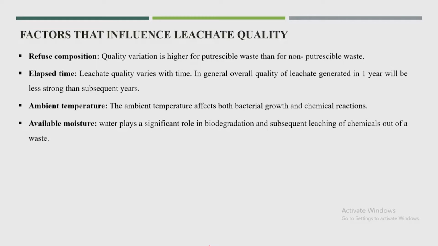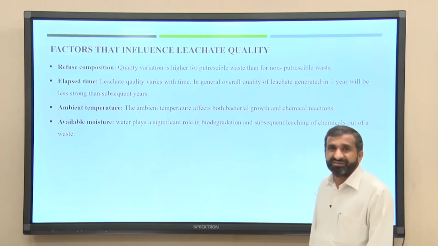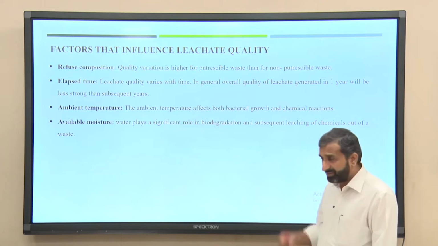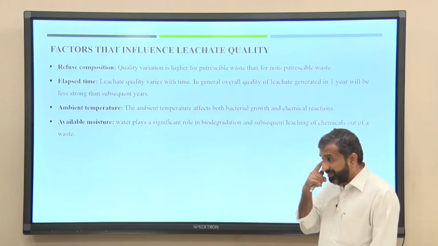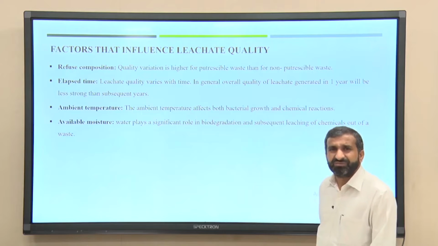Available moisture: water plays a significant role in the biodegradation and subsequent leaching of chemicals out of the waste. The available moisture also comes up because of biodegradable waste coming to the landfill area. So, more biodegradable waste, more moisture. More moisture means there will be more production of leachate. Suppose there is low moisture, like 15-20% moisture in the waste. Then first the leachate will get absorbed into the waste material itself, and it will not come out so easily.